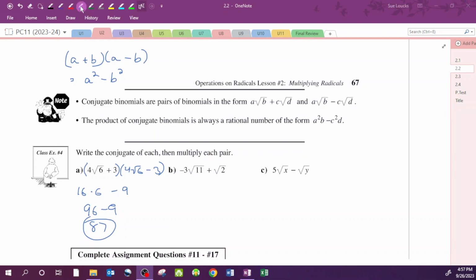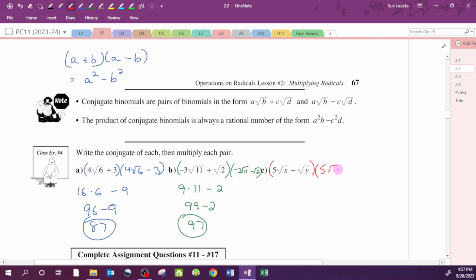Okay, in example B, the conjugate is going to be exactly what I have here, except this is going to become a minus, so it's going to be minus 3 root 11 minus root 2. So that is going to be negative 3 times negative 3 is 9 times 11, minus root 2 times root 2 is 2. So that's going to be 99 minus 2, which is 97. That's my answer.